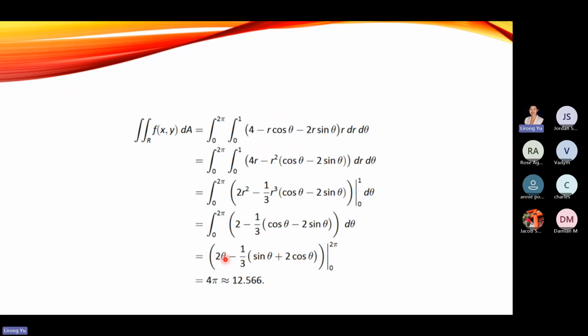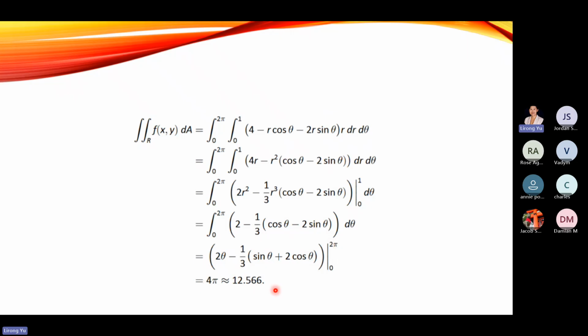You can see with sine theta, sine 2 pi equals 0, sine 0 is also 0, and cosine 2 pi and cosine 0 both equal 1. So this part of the integration equals 0. The 2 theta is 2 times 2 pi, which is 4 pi. So the final answer is 4 pi.